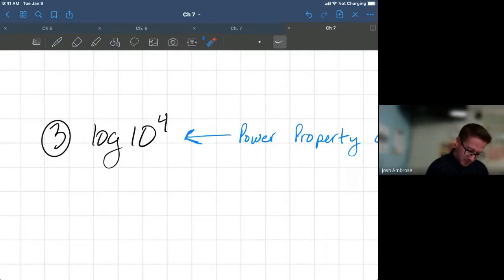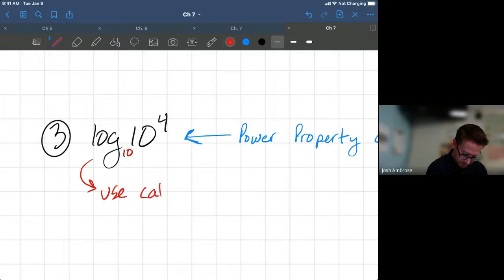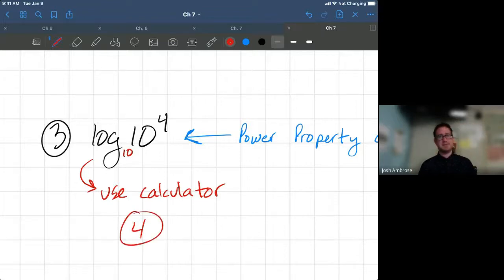All right, so anything with a base 10, use the calculator. Plug it in, and you get 4. Those are straightforward. Don't even need to worry about it. Don't even really need to know the properties because base 10s will work out perfectly.